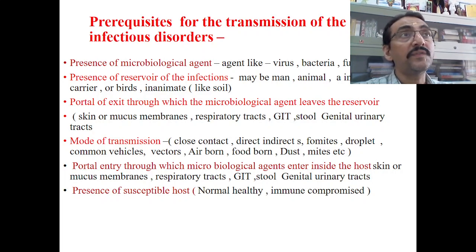Now comes the mode of transmission. Once it goes out, what are the modes of transmission? It may be by close contact, or by direct or indirect contact like fomites, etc., droplet infections, or through common vehicles like water, milk, etc., or through vectors like flies, houseflies, mosquitoes, etc. Sometimes it may be airborne, sometimes foodborne, or sometimes through dust, mites, etc. So these are the modes of transmission.